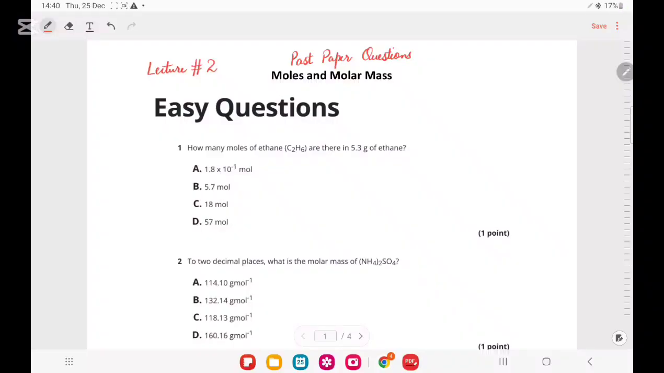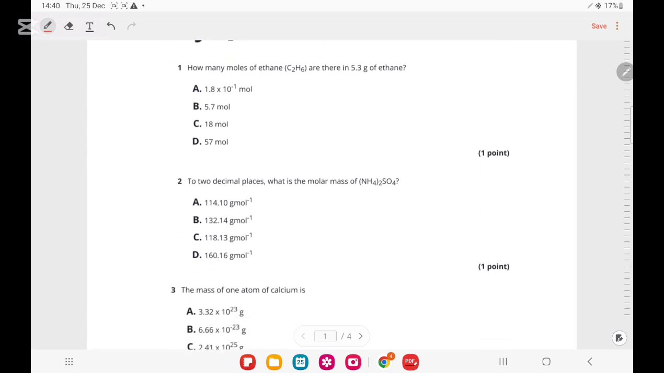So this is lecture number 2 and we are going to attempt past paper questions of AP chemistry, moles and molar mass. So first of all, this is a question: how many moles of ethane are there in 5.3 gram of ethane? So what we are given is the mass of ethane. So first of all, we need to find the moles. For moles, the formula is moles is equal to mass divided by molar mass.